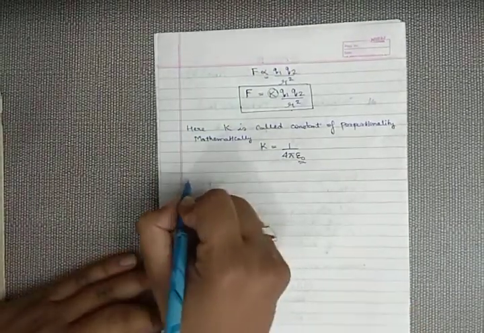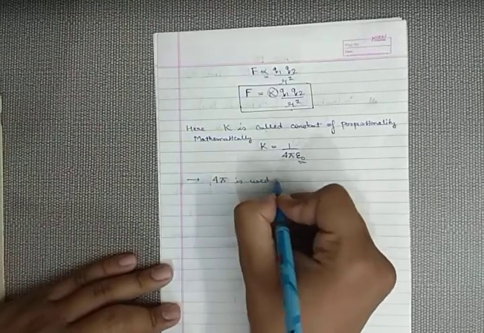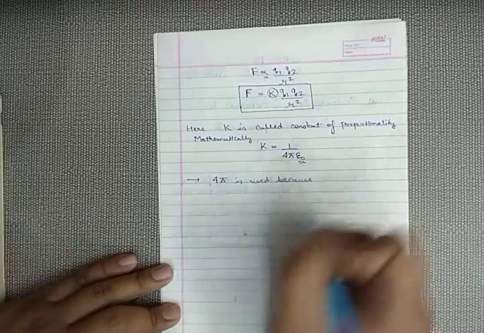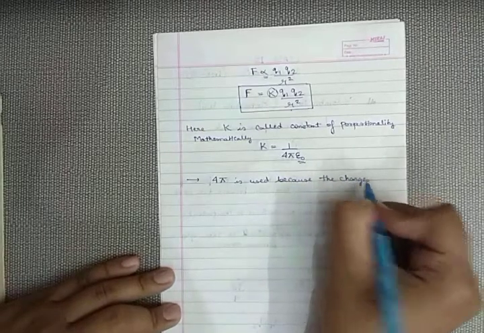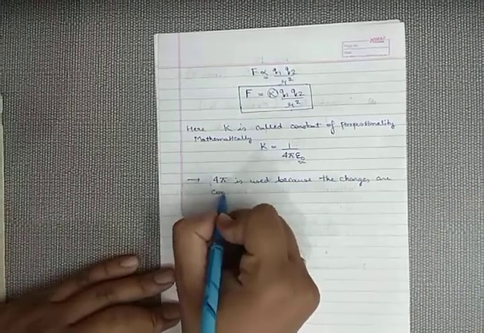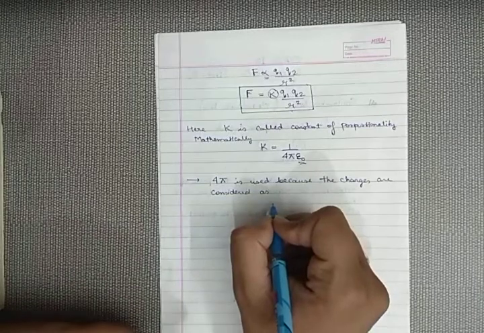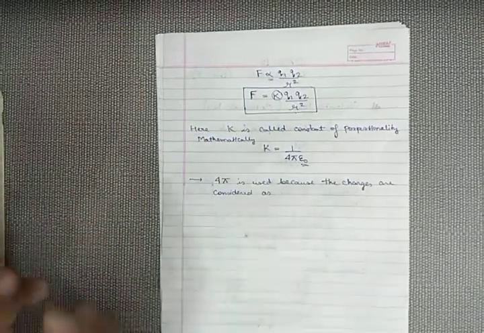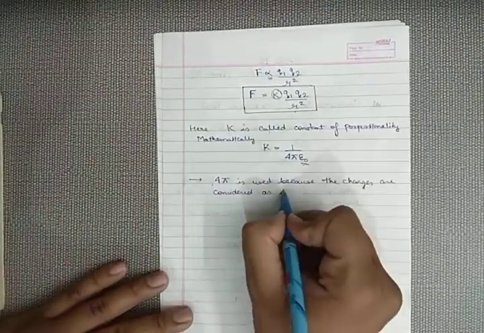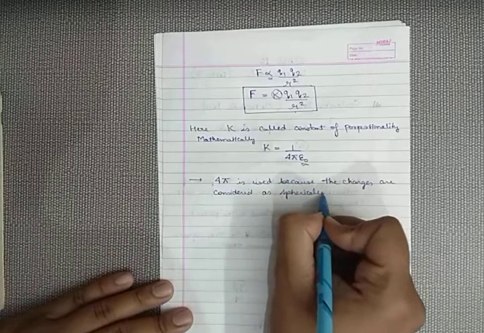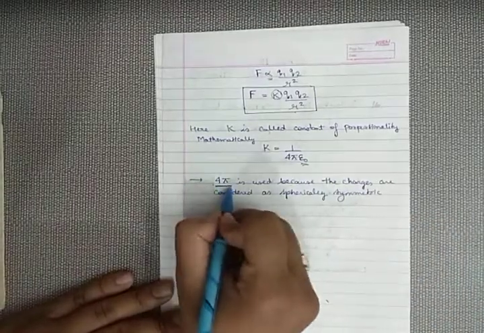Now why so? First of all, the question arises why this term 4 pi is used here. 4 pi is used because we are considering the charges as spherically or cylindrically symmetric. Whenever we take anything in a symmetric manner, we use the term 4 pi. So 4 pi is used because the charges are considered as spherically symmetric.